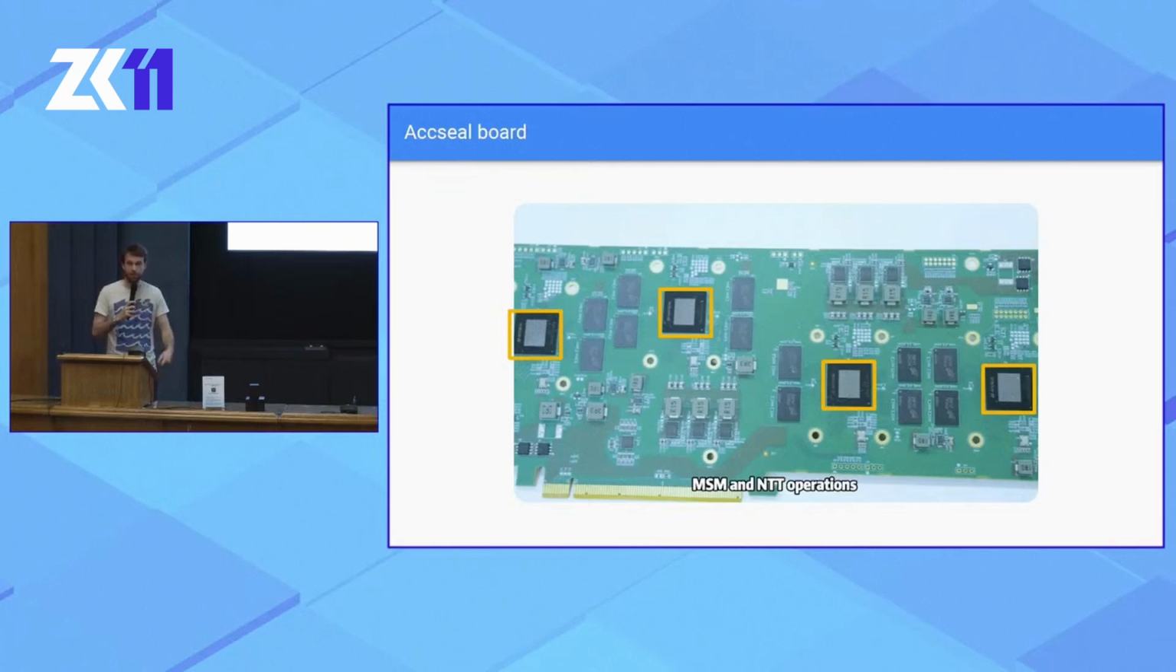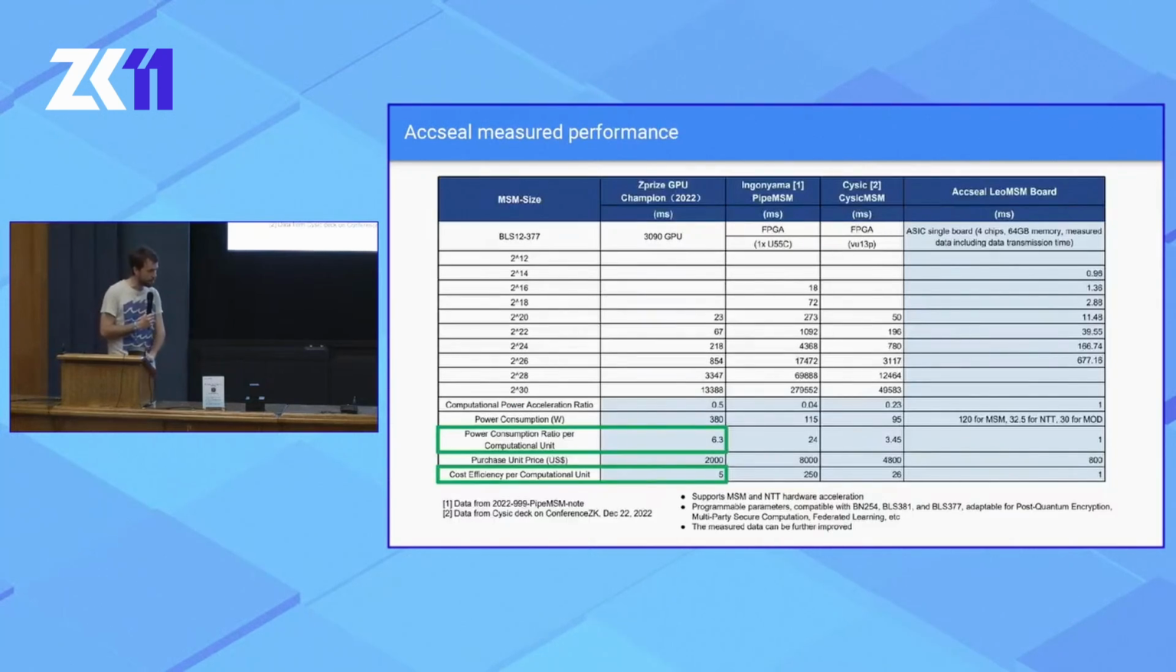And they have a test board. So in the next slide, I'll show some of the performance numbers. These are real measured performance numbers. So this is a PCIe board. They've put 4 chips on it and 64 gigabytes of memory. This is real stuff that you should be able to buy, hopefully relatively soon. And these are the performance numbers.